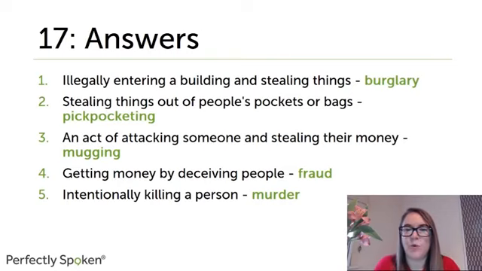Okay, how did you do? Let's have a look at the answers together. So number 1 was burglary, 2 is pickpocketing, 3 is mugging, 4 is fraud, and 5 is murder.